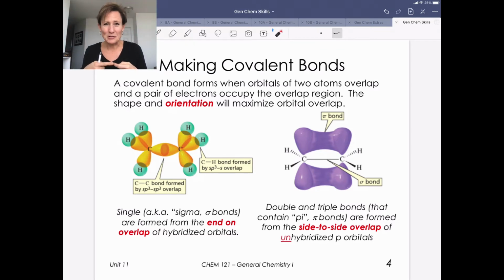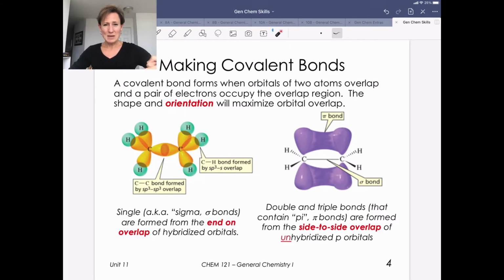We're going to put this together in what I'm going to call a Mad Libs in a little bit, just to kind of have us understand how we're going to use and apply this skill. If we form multiple bonds, they are a combination of a sigma bond and then one or two pi bonds, depending on whether you have a double bond, which is going to be one sigma, one pi, or a triple bond, which is one sigma, two pi's.